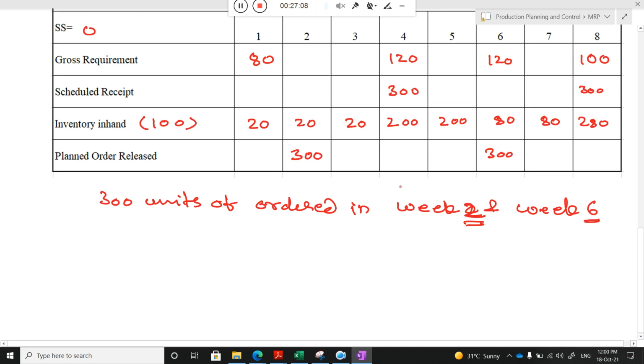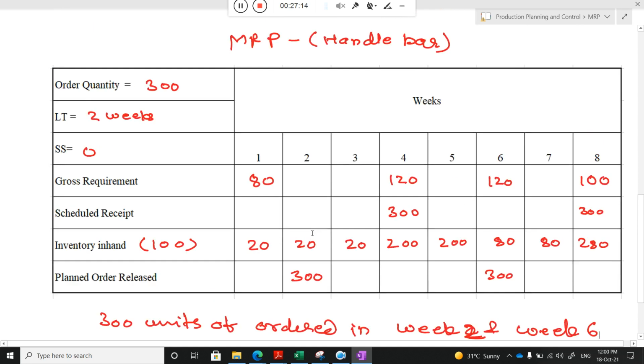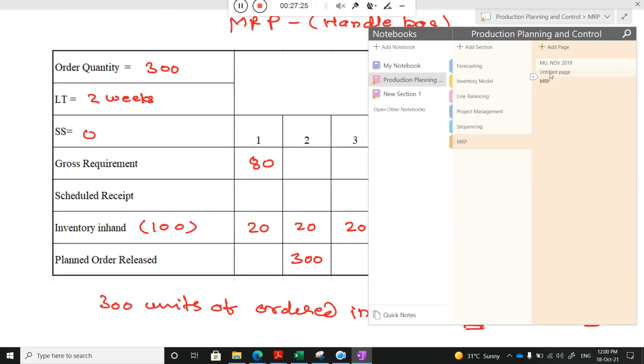So this is the MRP for the handlebar. Is there any doubt, class? Then please ask me. Is there any doubt about how to make it? Okay, so I will try to make an MRP for the other subcomponent. The next subcomponent is the wheel assembly. I will take one more table.